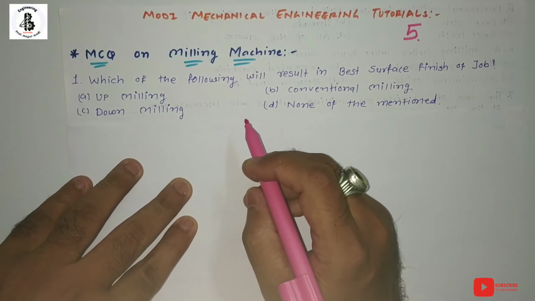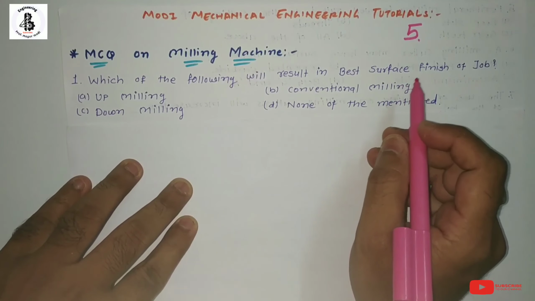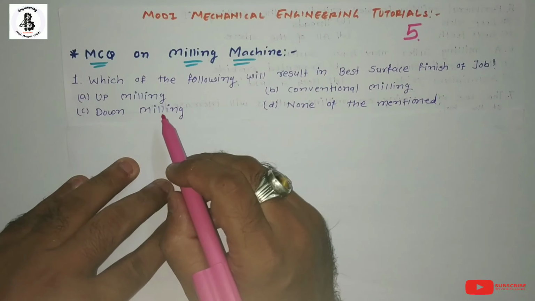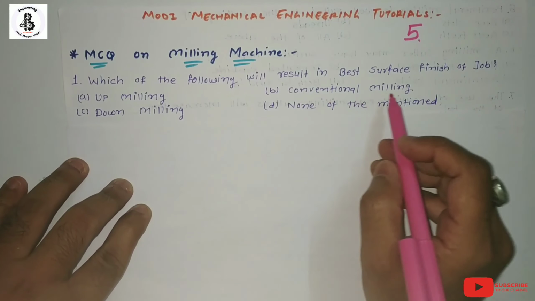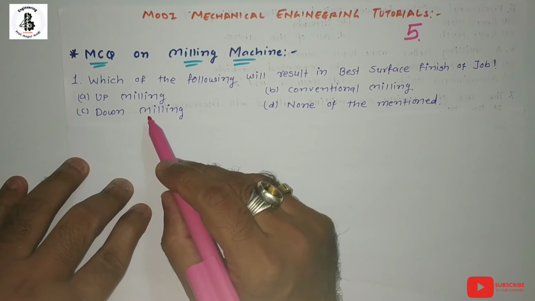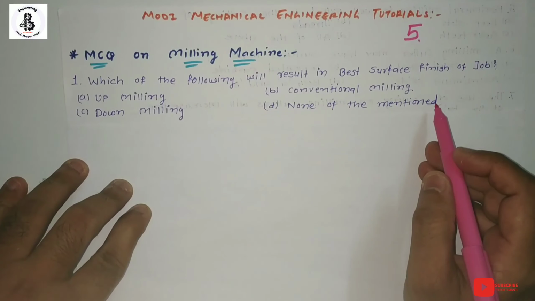Which of the following will result in best surface finish of job? Option A, up milling. Option B, conventional milling. Option C, down milling. And option D, none of the mentioned.